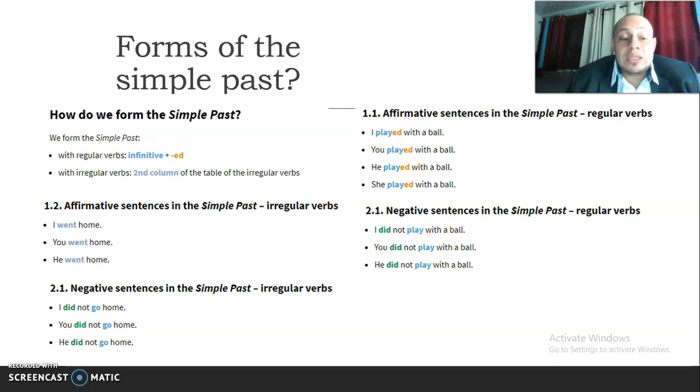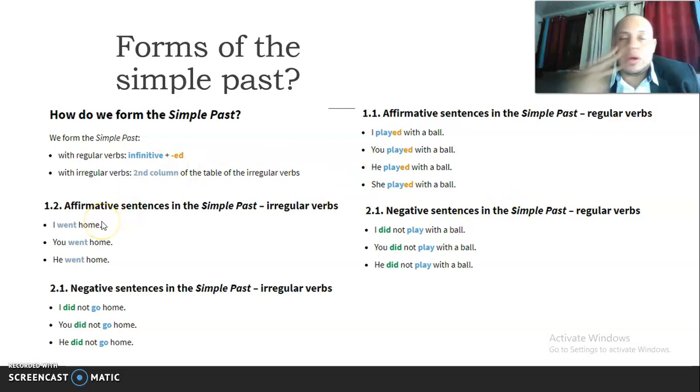So let's see the first case. Usage of the simple past in affirmative sentences with regular verbs, like I played with a ball, you played with a ball, he played with a ball, and she played with a ball. As this is a regular verb, as I mentioned before, all you have to add is ed at the end, and you're going to have this verb conjugated.